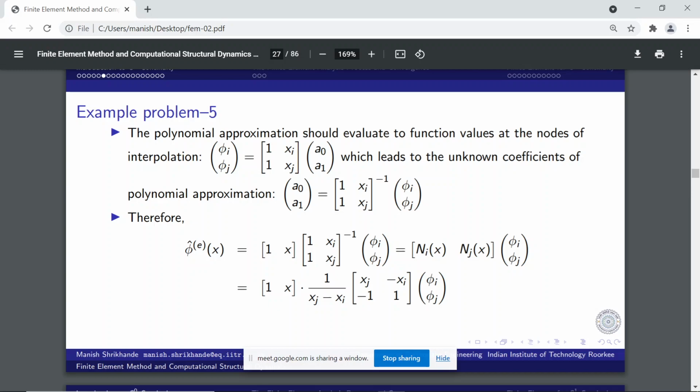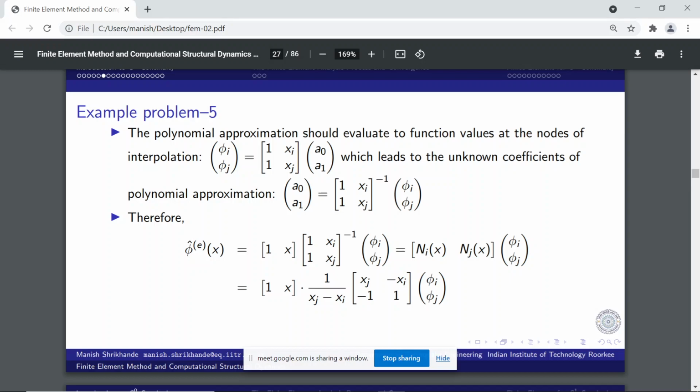So if I substitute, evaluate it at xi, a0 plus a1 xi should be equal to phi i, and a0 plus a1 xj should be equal to phi j. And we know the coordinates of the ith node and jth node, so this matrix is known. So if we can invert this matrix, then the unknown coefficients a0, a1 of the polynomial variation can be determined in terms of the primary variables at these nodes.